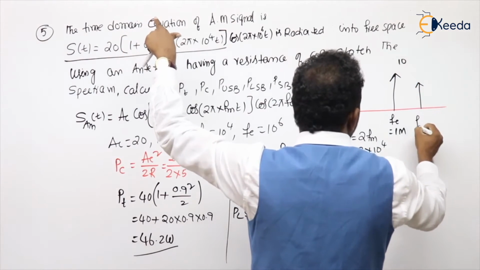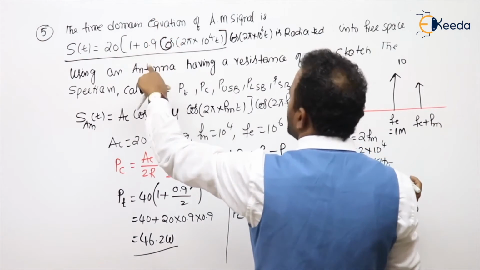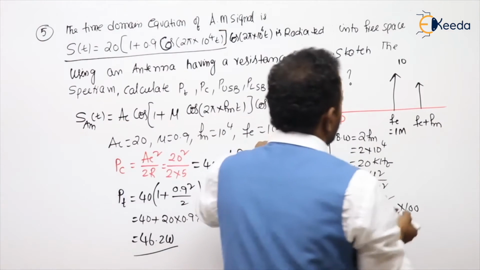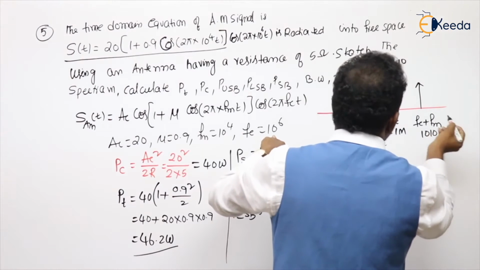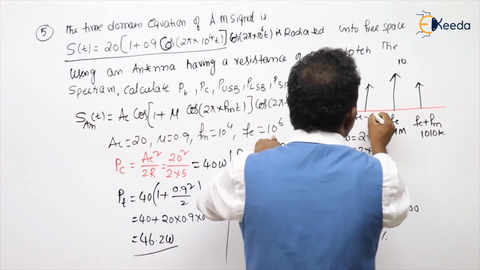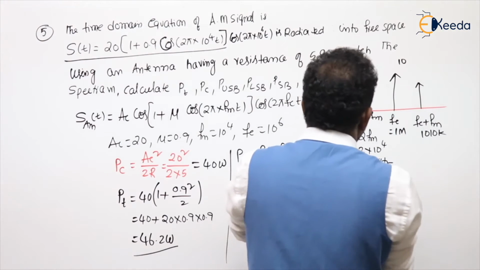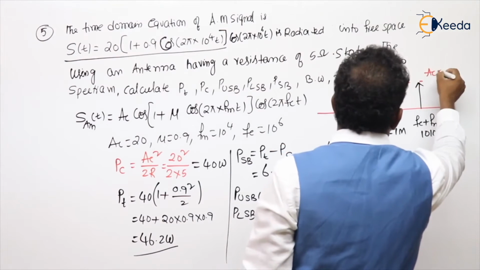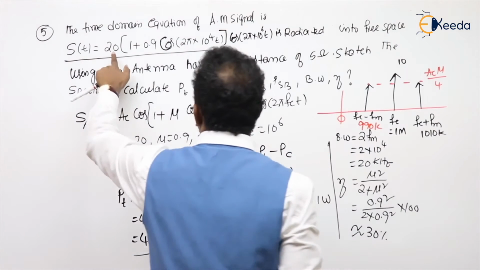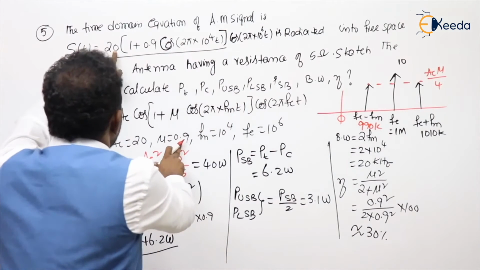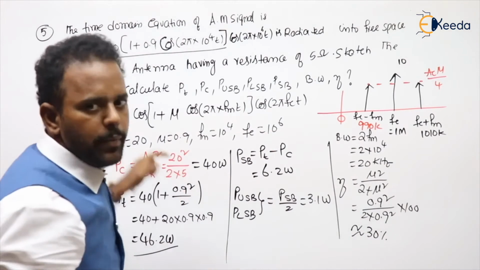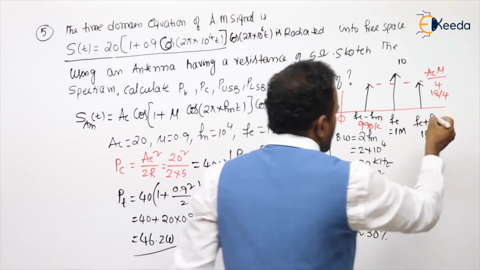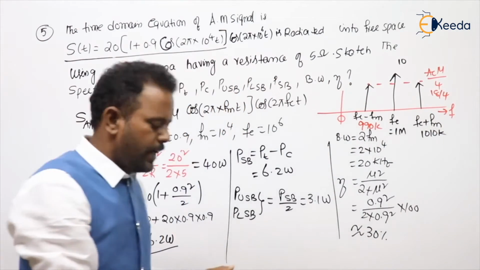Next we are having upper side band at fc plus fm. fm value is given 10 power 4. 10 power 4 means 10 kilo. This is 1 mega, 1000. So 1010 K. Lower side band fc minus fm. 1000 minus 10, obviously 990. Both are having same strength. What is the strength? Ac mu by 4. Ac value given 20, mu value given 0.9. 20 into 0.9, 18, 18 by 4. Of course, you can calculate that. The same, this is frequency version. Same will also be in the negative version.